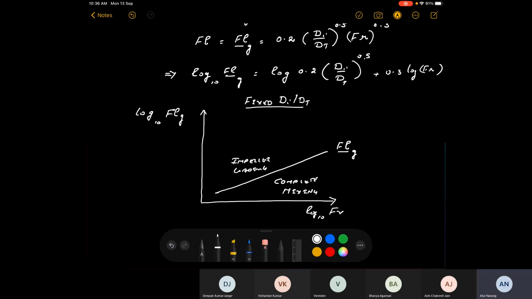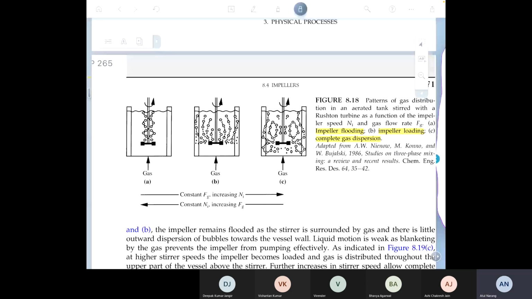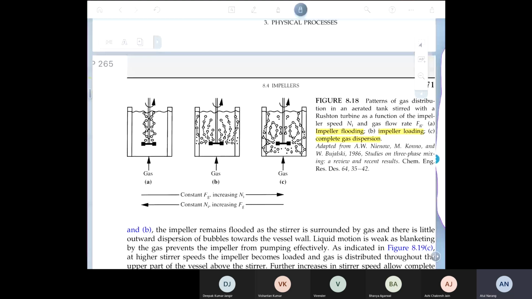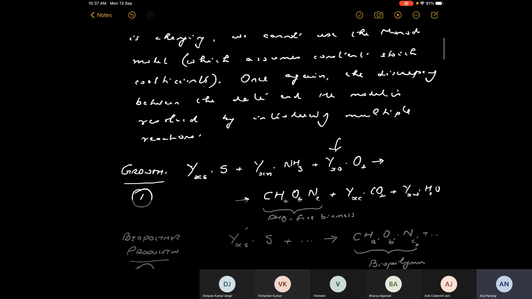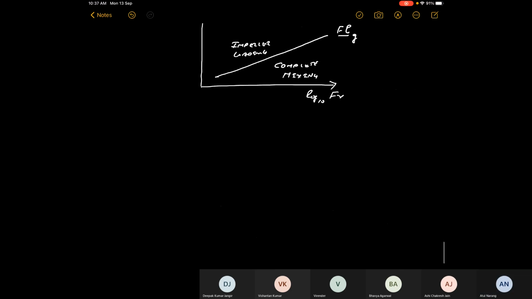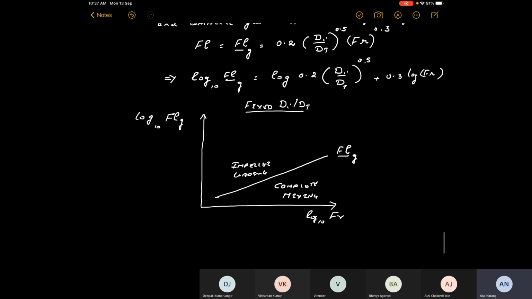So going back to this page, B is impeller loading and C is complete gas dispersion. The transition from the middle case to the right case, or the right case to the left case, is defined by this line whose equation I have just written, right here.